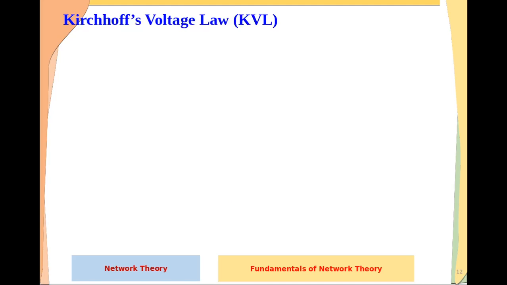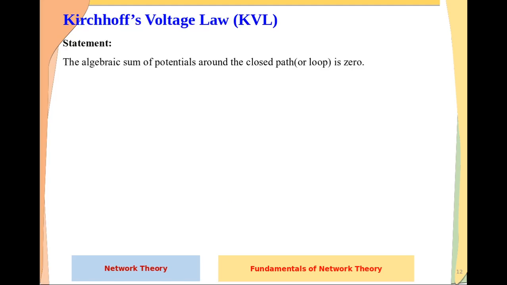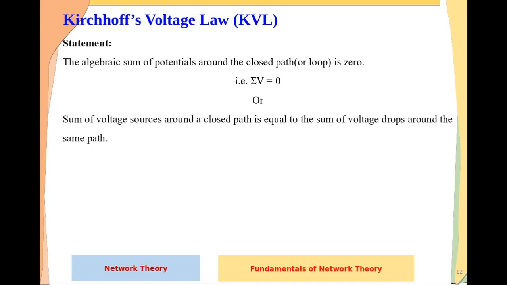Kirchhoff's voltage law. As per the statement, the algebraic sum of potentials around a closed path or loop is equal to 0. That is nothing but sigma V is equal to 0. Or in other words, the sum of voltage sources around a closed path is equal to the sum of voltage drops around the same path. So if there is a closed path or loop, if we add all the voltage sources, that sum will be equal to the voltage drop around the same loop.